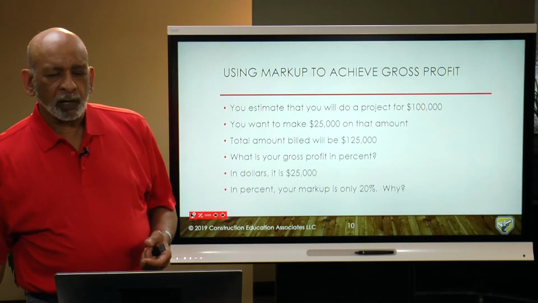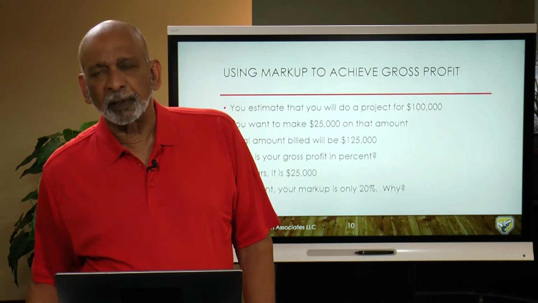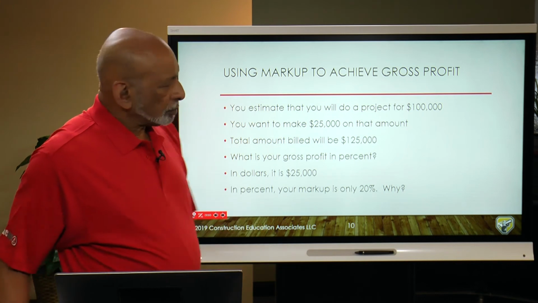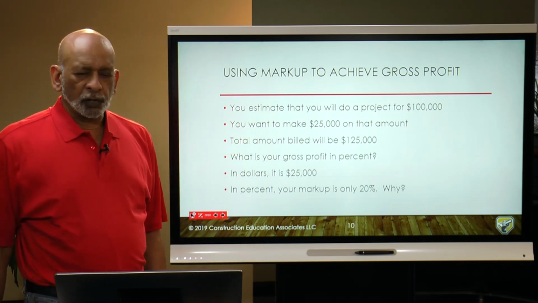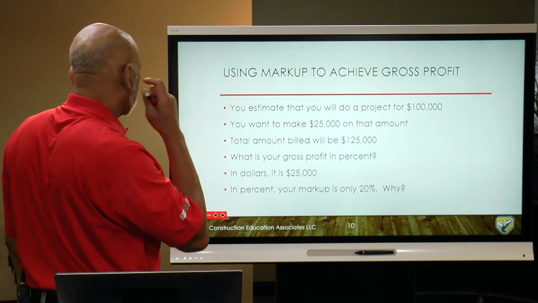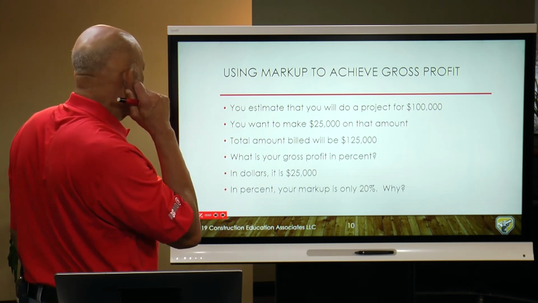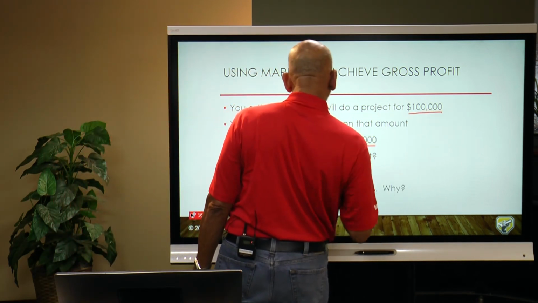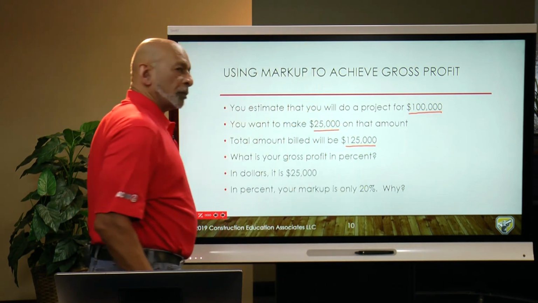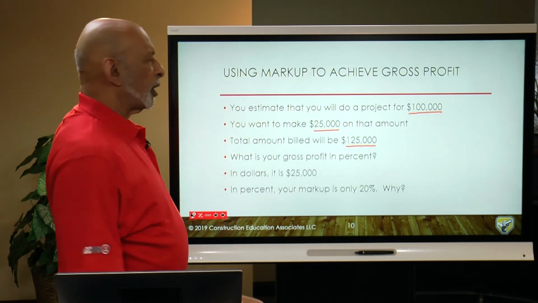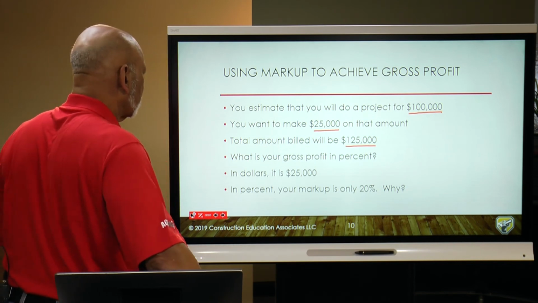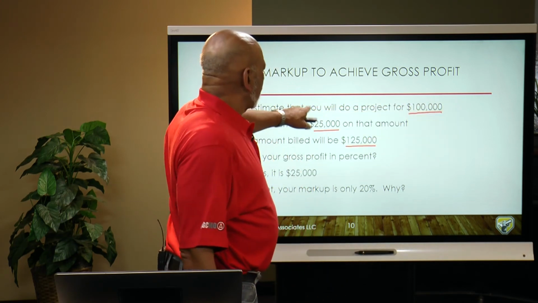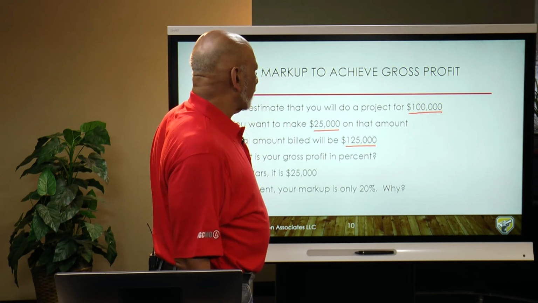Okay, so using markup to achieve a gross profit is something that people make some pretty big mistakes with. So let's say you estimate that you will bill a total of $125,000 because you can do the project for 100,000, but you want to make 25,000 profit on it. So if you didn't have profit figured, you would bill for 100,000. I used 100,000 just because that's an easy number to work with, and you might look at this and say, oh, that's 25% profit.